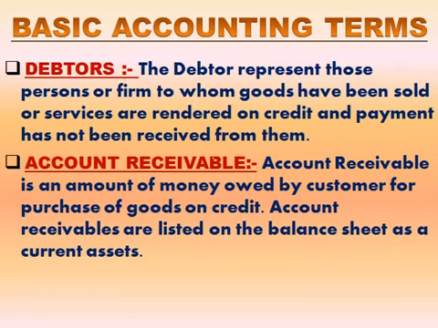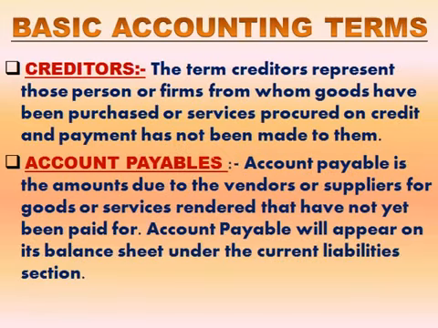Next term is creditor. The term creditor represents those persons or firms from whom goods have been purchased or services procured on credit and payment has not yet been made to them. Some money is still owed to them. Another related definition of creditor is account payable. Account payable is an amount due to the vendor or supplier for goods and services rendered that has not yet been paid for. It is represented as a company's obligation to pay off short-term debt to the creditor or supplier. Account payable usually appears in the balance sheet under the current liabilities section.